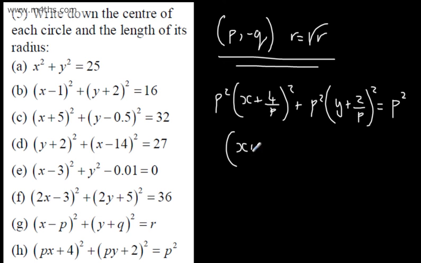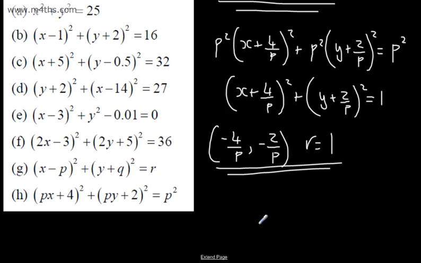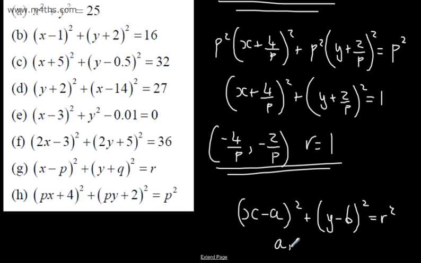Dividing through by p squared, which looks quite convenient, we're going to have x plus 4 over p all squared plus y plus 2 over p all squared is equal to 1. So the centre will be negative 4 over p, negative 2 over p, and the radius will be the square root of 1, which is just 1. So all we've been doing is evaluating now the centre of the circle and the length of the radius using the form x minus a all squared plus y minus b all squared is equal to r squared. This is a circle, centre a, b, and a radius of r units. So that's what we've done.